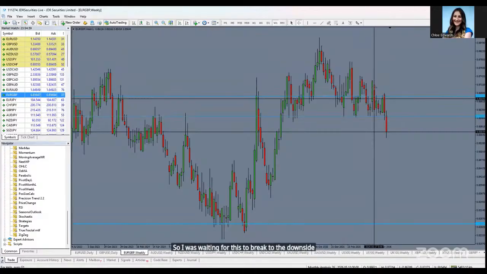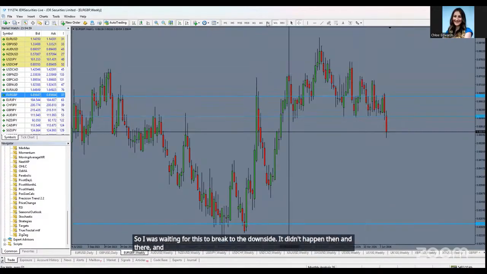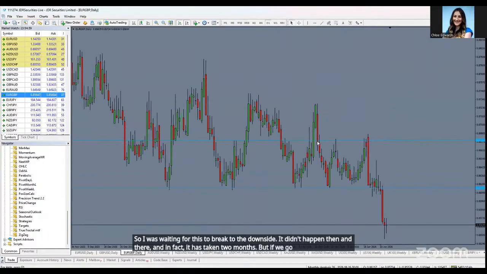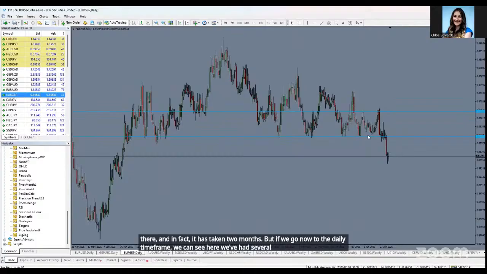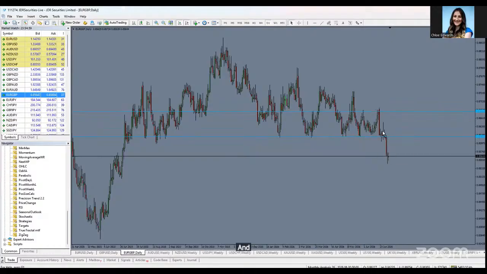It didn't happen then and there, and in fact it has taken 2 months. But if we go now to the daily time frame, we can see here we've had several bounces at this horizontal level, but I'm still keeping an eye on it, still lower highs and the same lows. And eventually, right over here, we have finally had that breakdown.